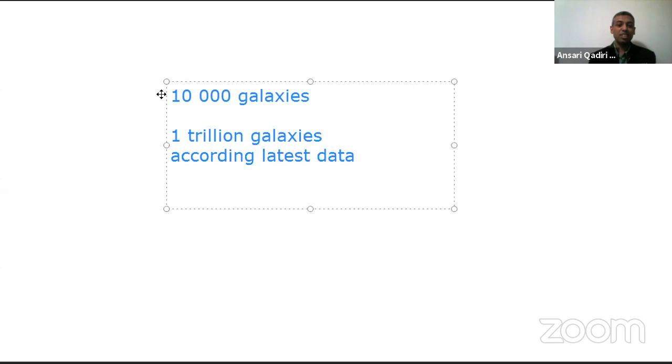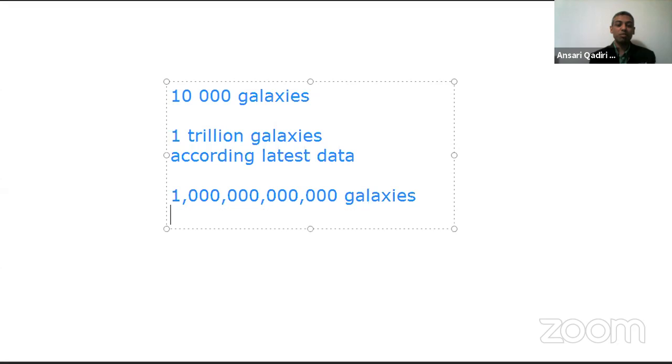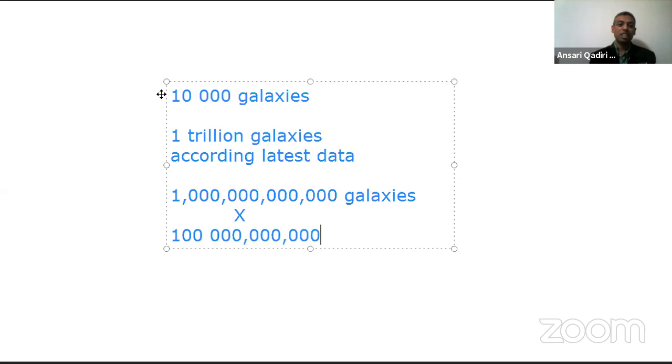Now, what is 1 trillion? If we have to put this in zeros, 3 zeros make 1,000, 3 zeros make million, 3 zeros again make billion, and then 3 zeros again. And this is the number of galaxies. And remember, just in one galaxy, there are 100 billion stars.